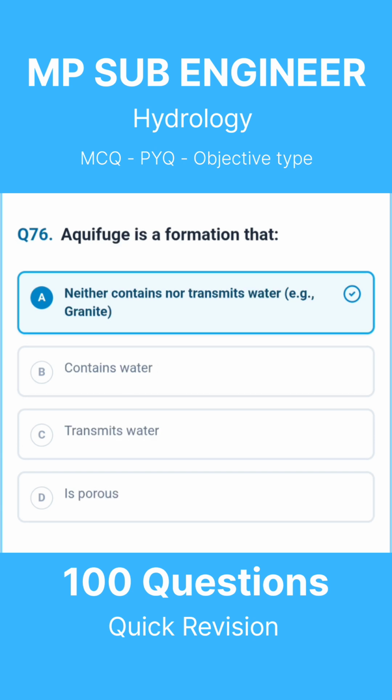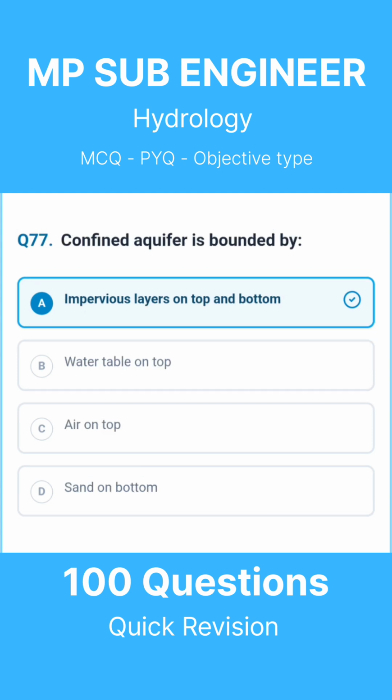Question 76. Aquifuge is a formation that. The correct answer is neither contains nor transmits water, e.g., granite. Question 77. Confined aquifer is bounded by. The correct answer is impervious layers on top and bottom.